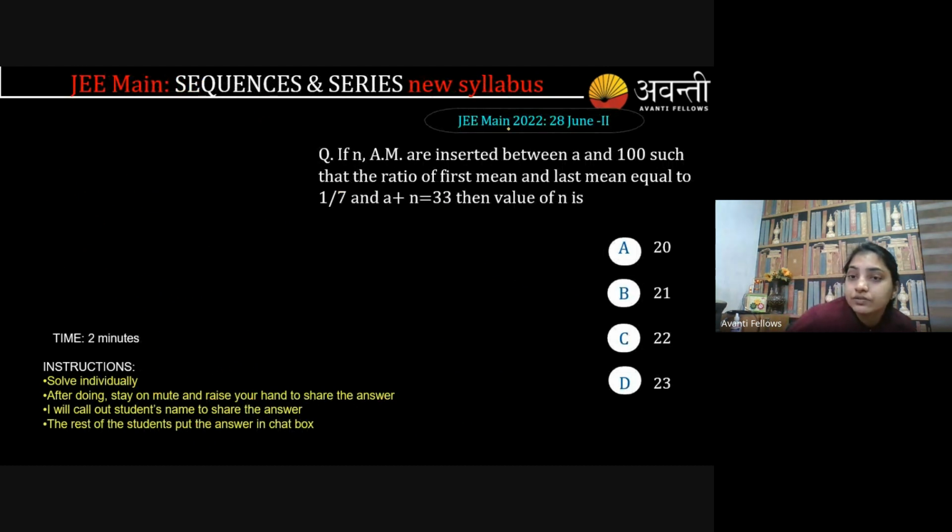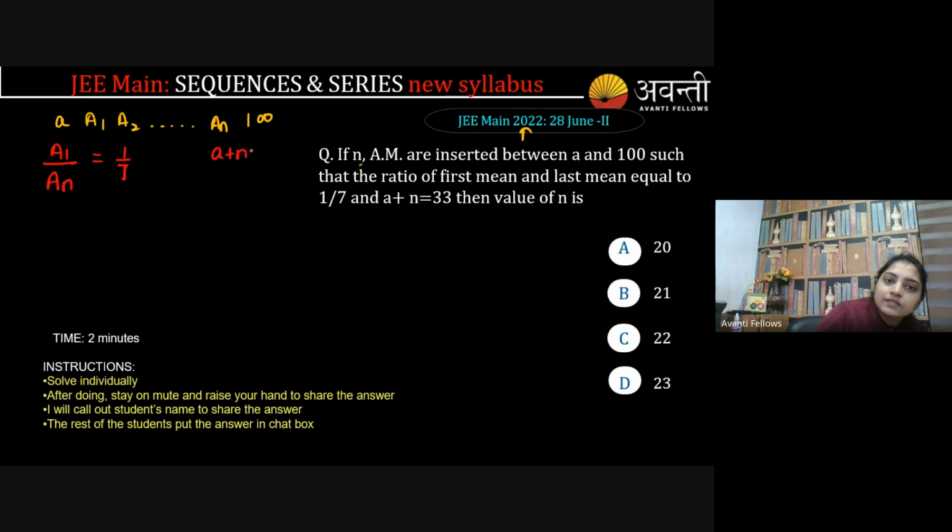See how questions come in your exam. N arithmetic means are added between A and 100. So it means A1, A2 and so on up to An, n arithmetic means are added. The question says the ratio of the first mean and the last mean, it means A1 divided by An is equal to 1/7. And A plus n is known to you, 33. And you have to calculate n. Question is clear, everyone?